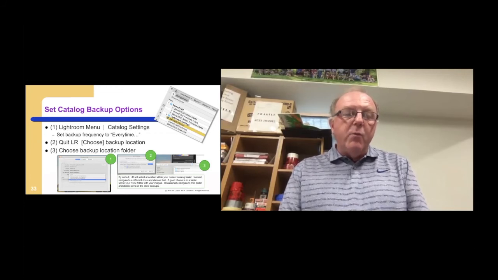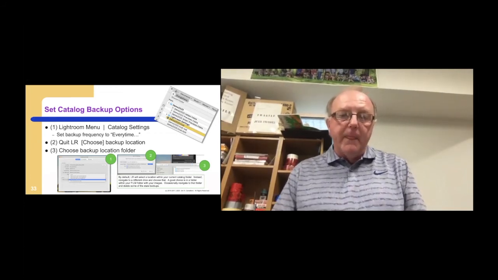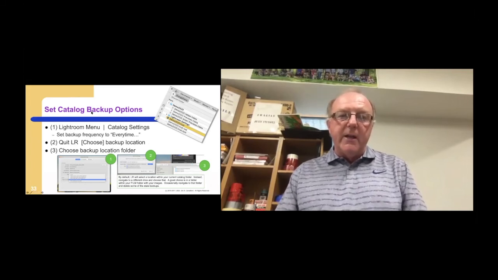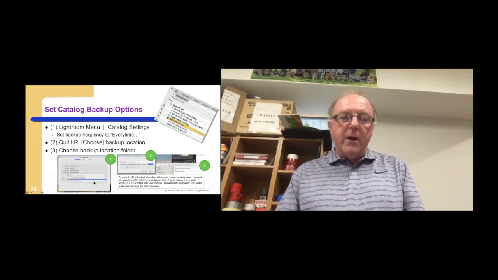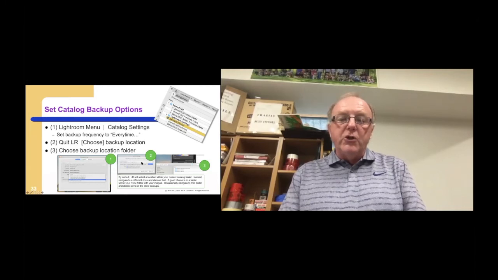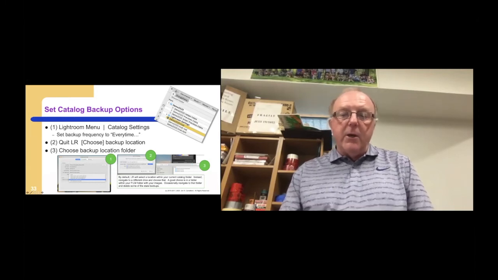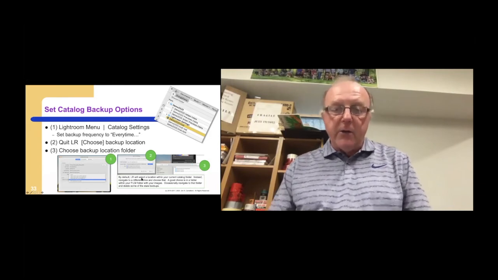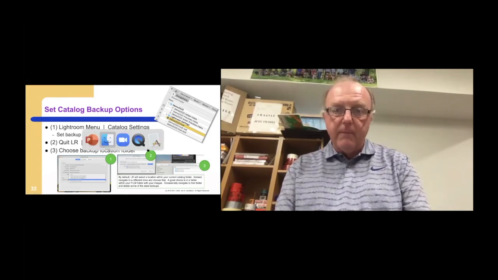Okay, finally, we want to talk about backing up the catalog. There are 3 steps to setting the catalog backup options. Step number 1 is we choose how frequently we want to do it. Step number 2, we choose where, and then step number 3, we let it execute on exit. So let's bring up Lightroom one more time. Okay, from the preferences, from Lightroom catalog settings, under general, back up the catalog.